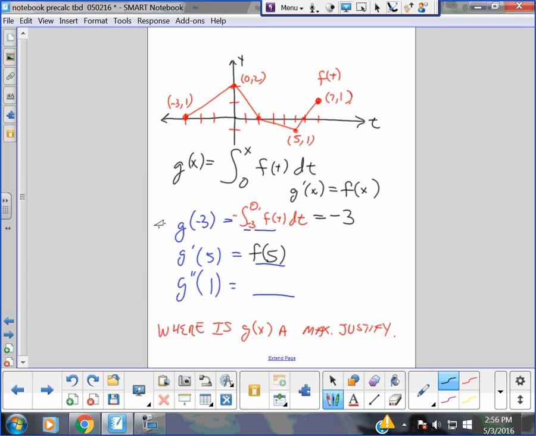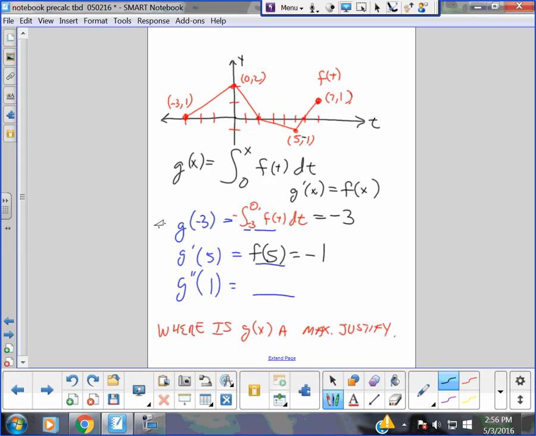So if you want g prime of 5, that's equivalent to f of 5, which when I look on the board, I even have the ordered pair label. Oh, incorrectly. It is negative 1. That's all there is to it.